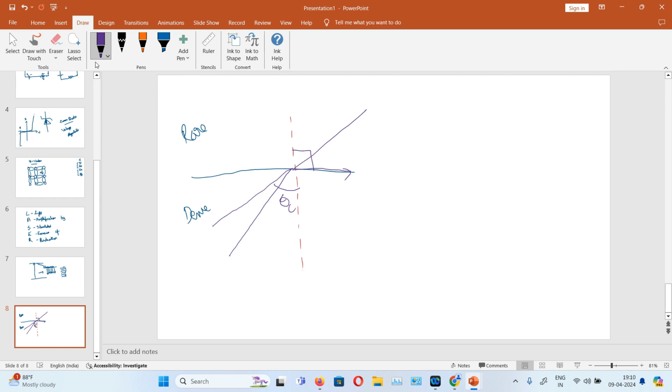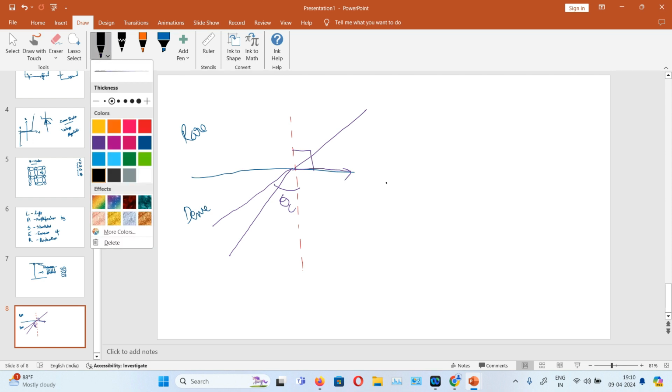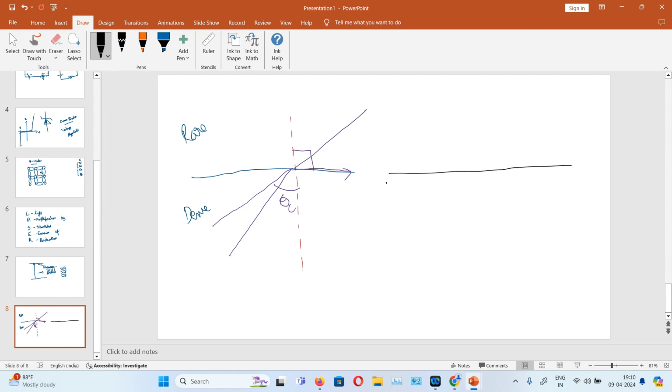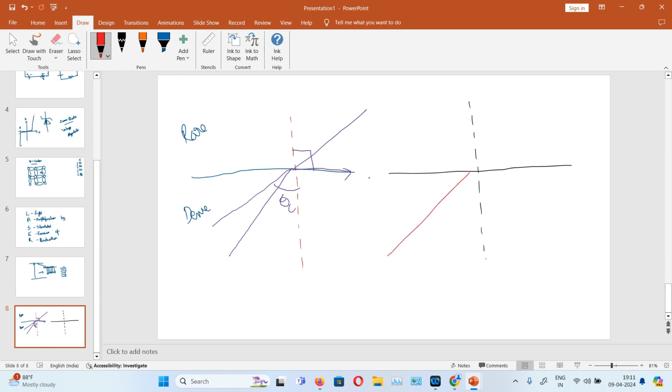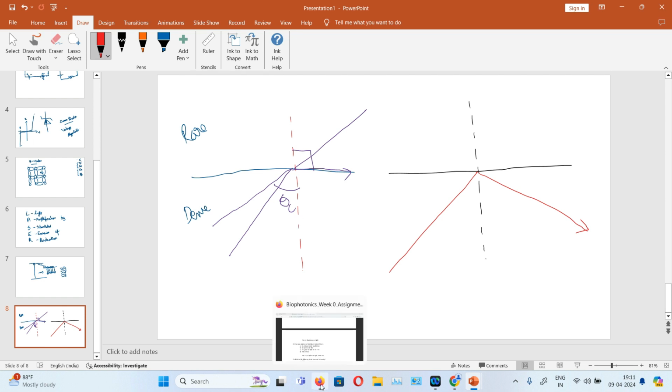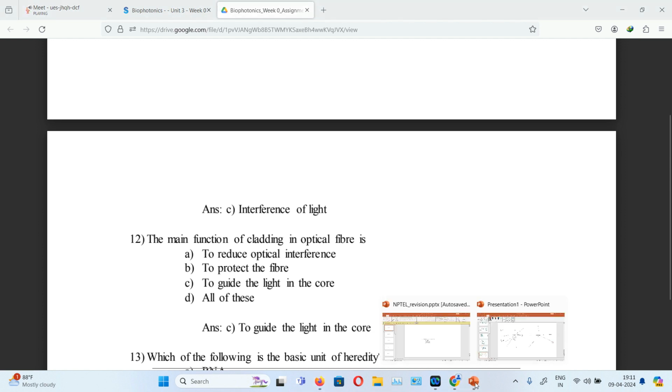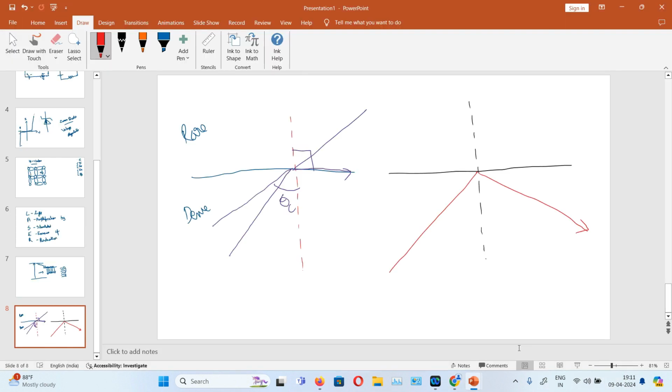So what happens if light is incident at an angle which is more than the critical angle? Then the light will reflect back to the denser medium, and that phenomenon is known as total internal reflection, or TIR.